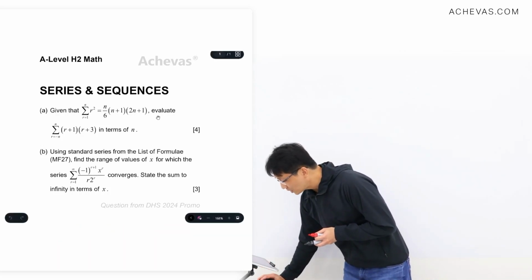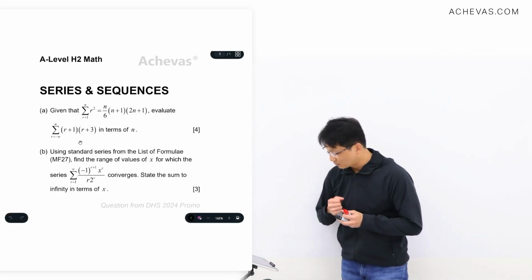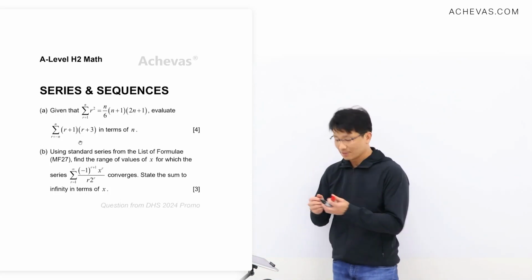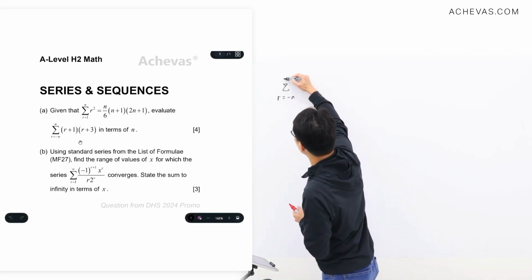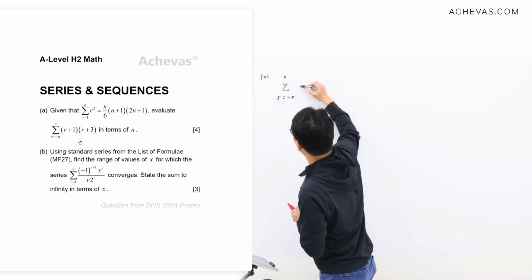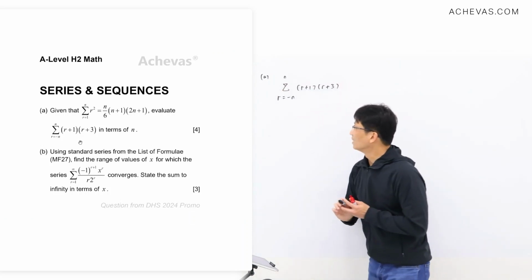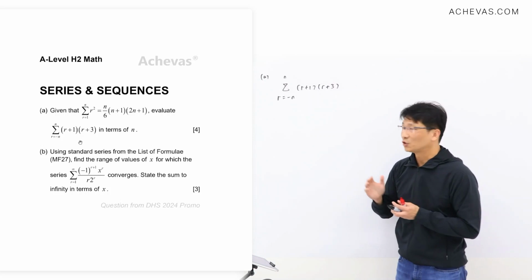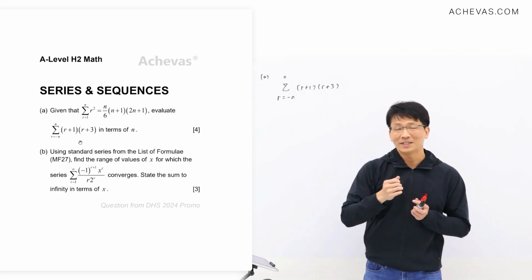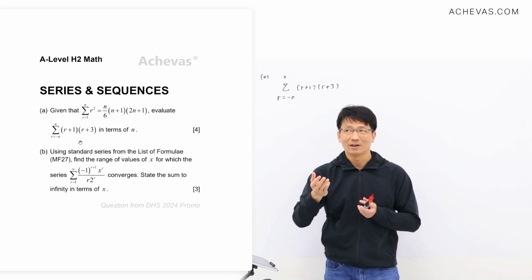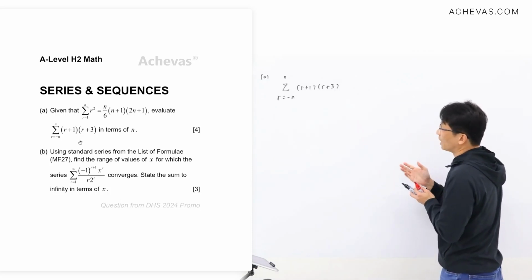Our objective for this question is to evaluate this particular summation, and you have to express your final answer in terms of n. Summation of r equals minus n to n of r plus 1, r plus 3. I would say that it's pretty rare to see a summation question that starts off with a negative value. Usually you'll only see a value that starts from 1 or a positive value. But anyway, let's see what we can do about this.